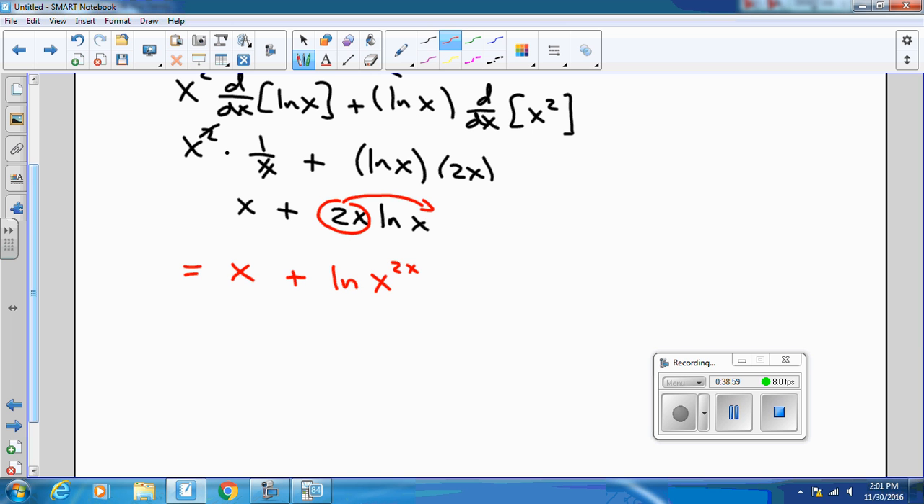This one I probably would write like the above right here. This is probably the preferred answer. This is what you usually see. But if you see something like this, don't be freaked out. Don't think, oh, what did I do wrong? Maybe you didn't do anything wrong. Use your log properties to see whether or not your answer is the same as the given answer. Does that make sense? So we'll call this a log property surprise.